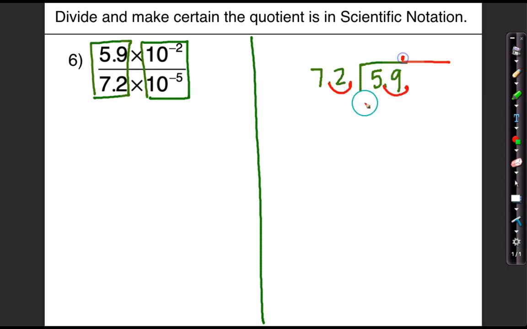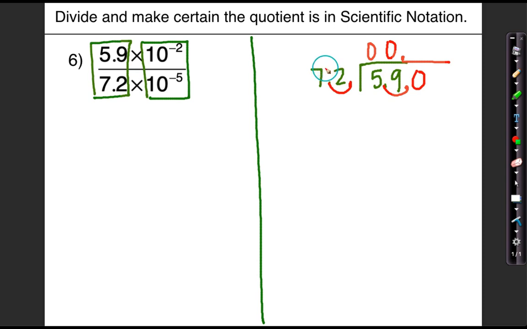Bringing up that decimal. Can 72 go into 5? No, so we're going to put a 0 on top of the 5. Can 72 go into 59? The answer is, again, no, so we're going to put another 0. So now I'm going to have to put a 0 here. Can 72 go into 590? The answer is yes. Again, I don't know multiples of 72.